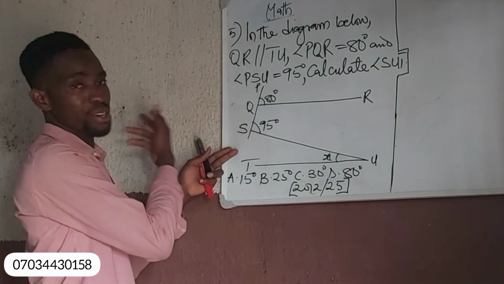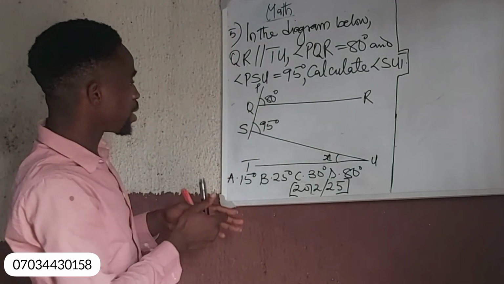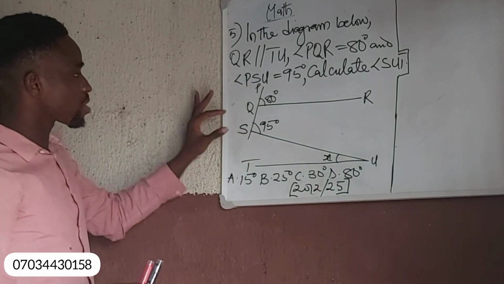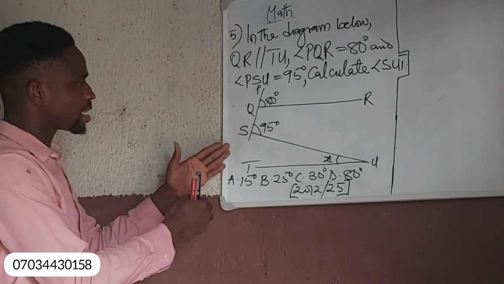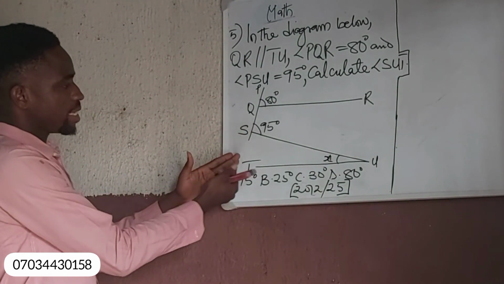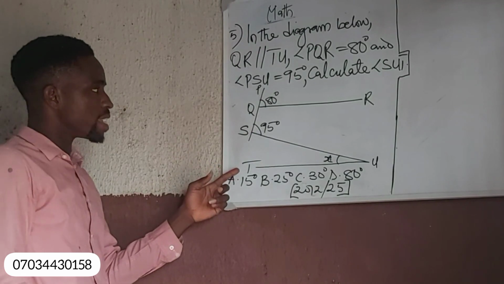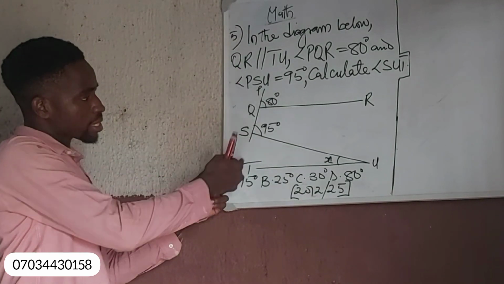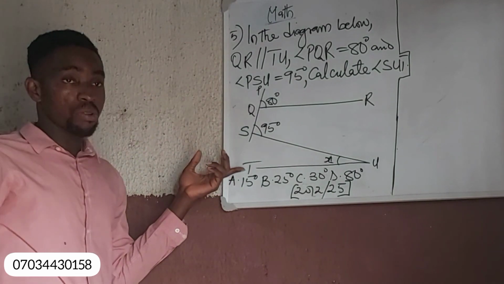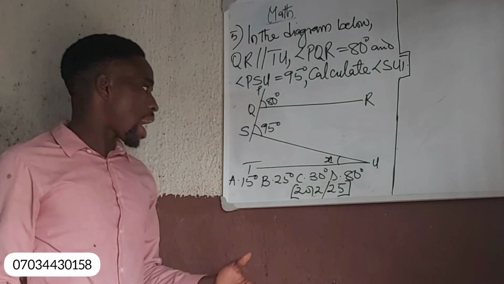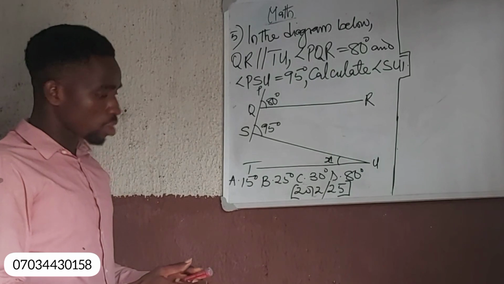Although it will be outside the capacity of this board, so we'll not be able to capture it. But then it's a possibility, and someone can equally decide to extend this and make them meet somewhere here, so that this line will serve as a transversal. But then that will be equally good.